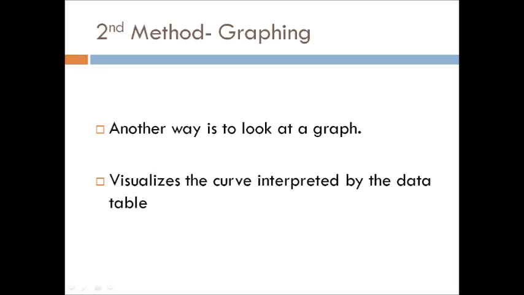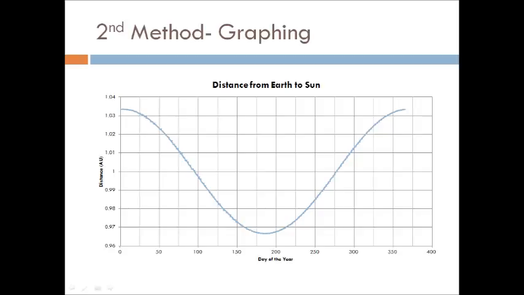So the second method is graphing. Basically, you just take those data points and you graph them. When you look at the data table, you can tell that the points go from higher values to lower values back up to higher values, but when you graph it, you can actually see the curve. So here is the graph that I made in Excel. As you can see, it starts at higher astronomical units, goes down in the middle, and goes back up at the end of the year.